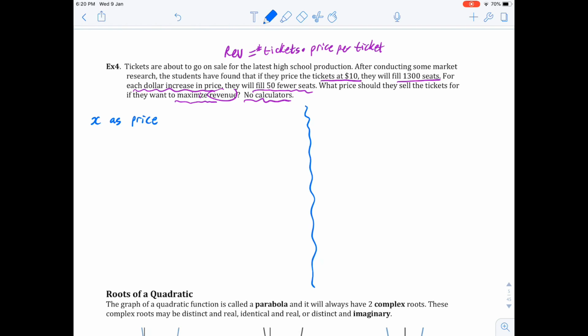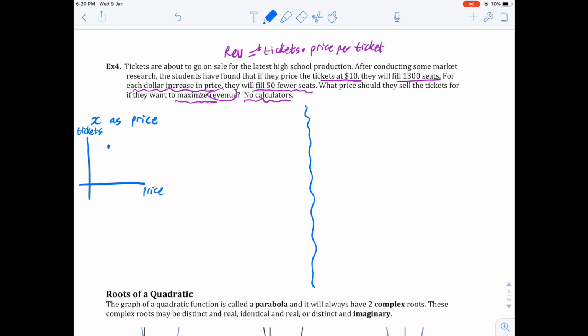In order to do that, I'm just going to find the equation of a line. What we already know is that if the x-axis represents price and the y-axis represents number of tickets, I already know that I will sell 1,300 seats if the tickets cost $10. I'm going to just estimate more or less that point over there.